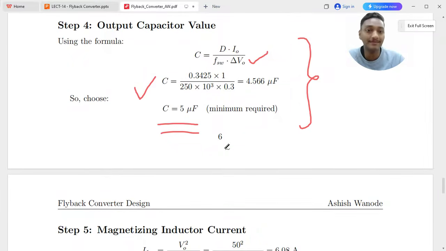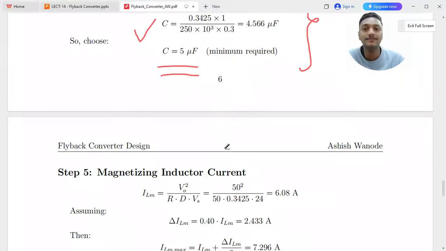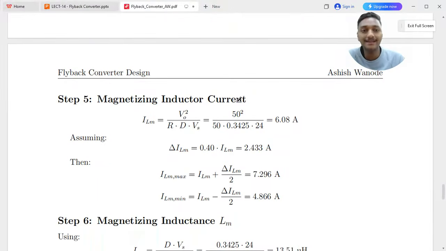Now the important part is the LM calculation, because LM is very important in the flyback converter. For designing LM, I should know the magnetizing current that is going to flow. We know the average value of ILM, and we have derived this formula. I substituted the values and got 6.08 ampere flowing through ILM. I am assuming some 40% ripple in my delta ILM, so 0.40 into 6.08, which is 2.433. This much ripple I am allowing while designing the inductor.